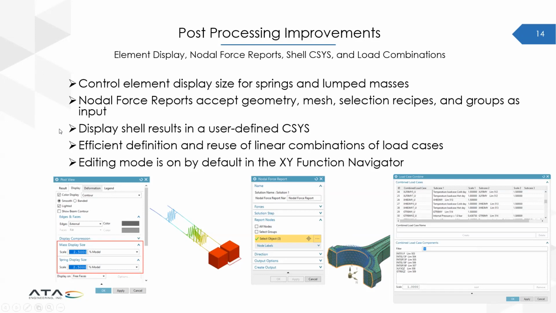The other big thing here is for shell results, we can now project a user-defined coordinate system onto our shell elements and display shell results. So like X or Y direction stresses in a user-defined direction. Previously, that wasn't available. You could do translations in a user-defined coordinate system, or you could do the element coordinate system. But it's really great to be able to define your own coordinate system and then project all the shell results in that.